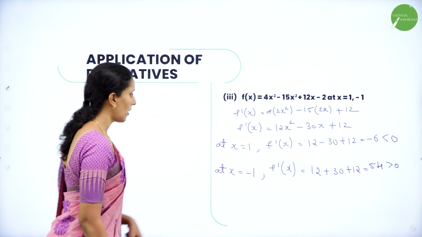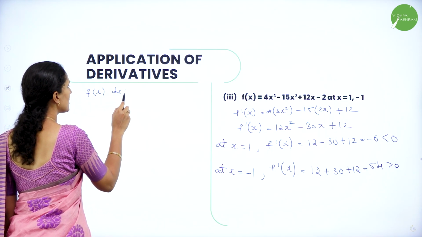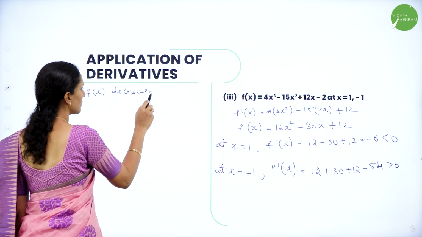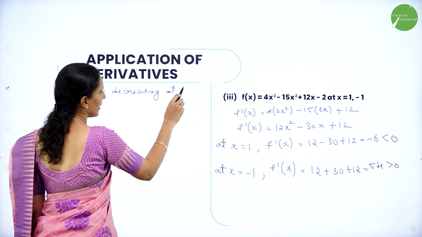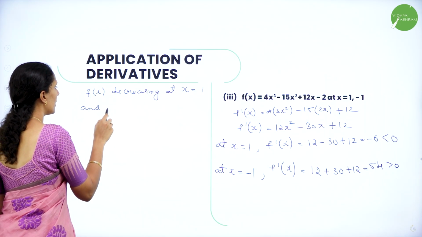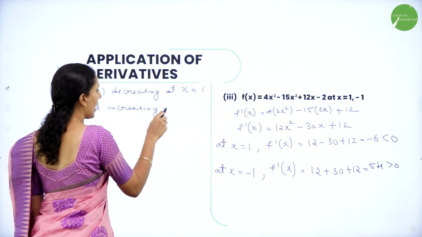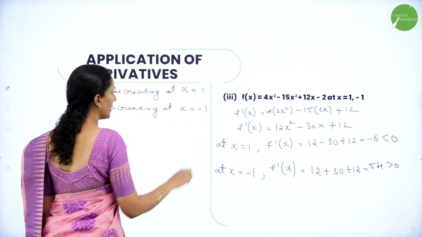So what we can conclude, f of x is decreasing at x is equal to 1 and increasing at x is equal to minus 1.